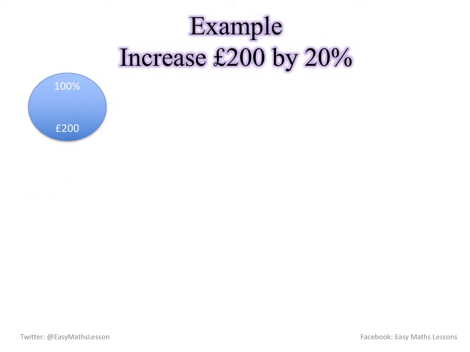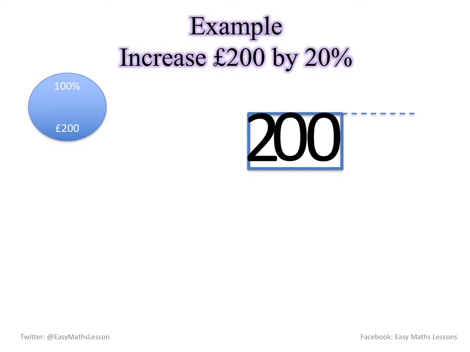My first example says, increase £200 by 20%. Now, as I explained earlier, increase means to add it on, so make it more. So if I've got £200 in my bucket here, that bucket is full to the brim, which means 100% of my amount is in that bucket. Now, I want to increase by 20%, so I'm going to add on 20%, which will give me 120% of my amount. 120%.